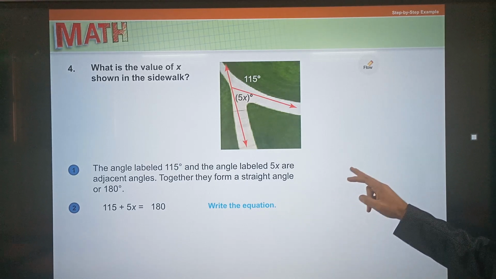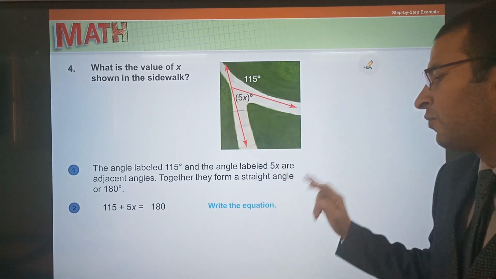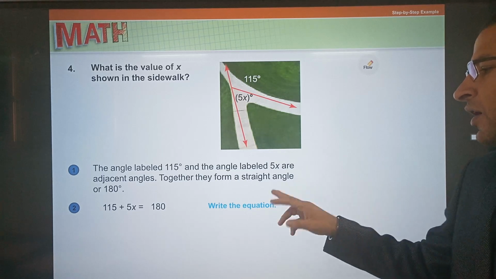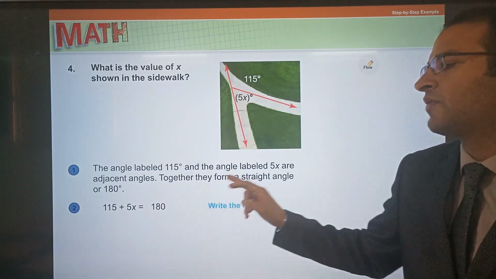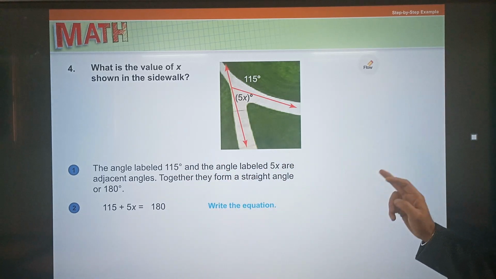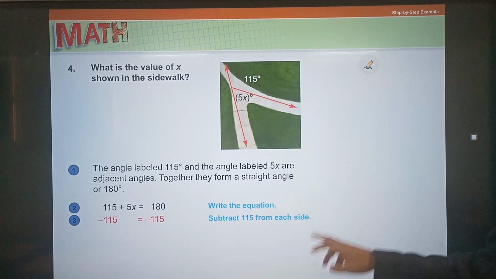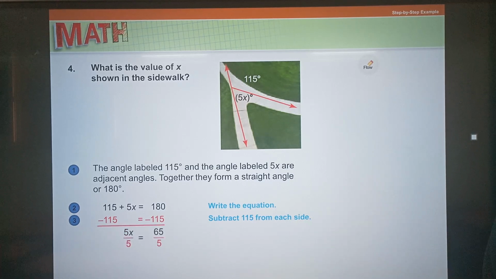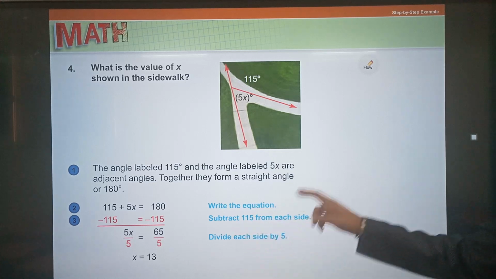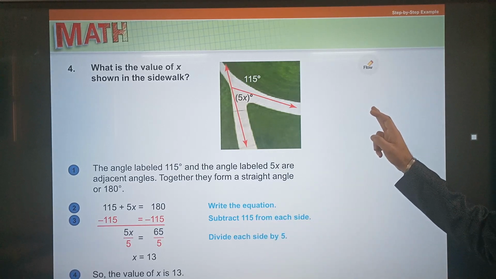We write our equation: 115 plus 5x is equal to 180. After that, subtract 115 from both sides. After that, we divide by 5. So the value of x now will be equal to 13.